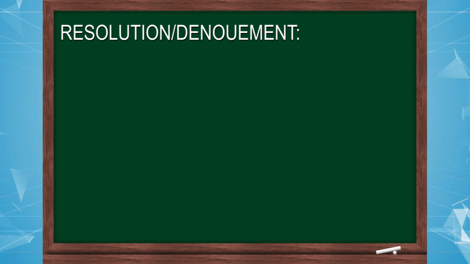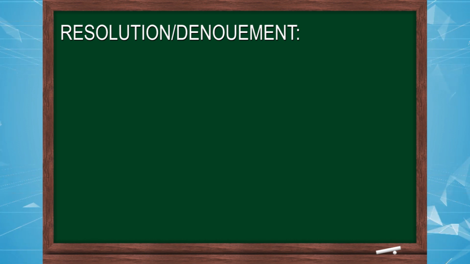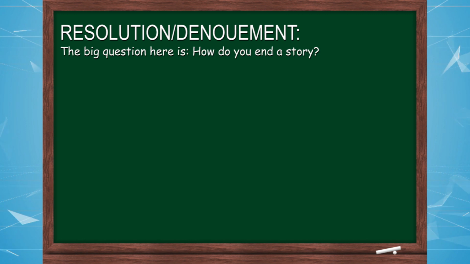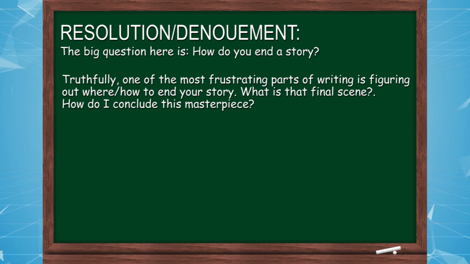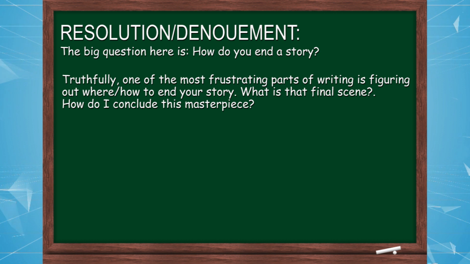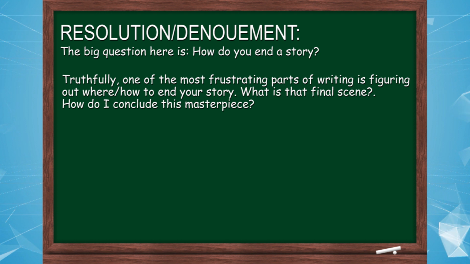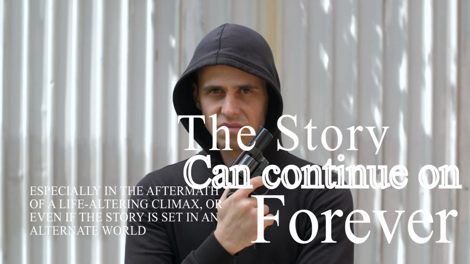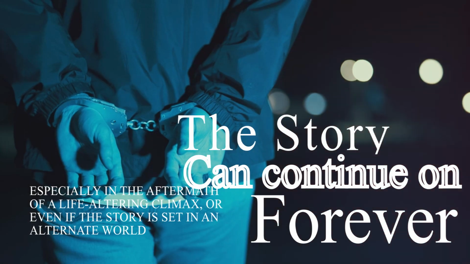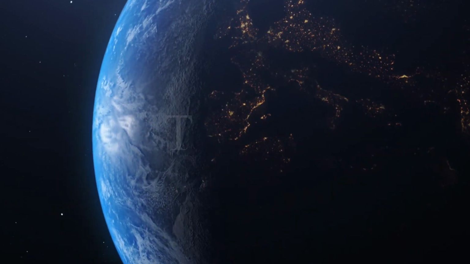Okay, now for the fifth and final part of the 5-act structure, we have resolution/denouement. The big question here is, how do you end the story? Truthfully, one of the most frustrating parts of writing is figuring out where or how to end your story. What is that final scene? How do I conclude this masterpiece? In theory, the story can continue on forever, especially in the aftermath of a life-altering climax, or even if the story is set in an alternate world.